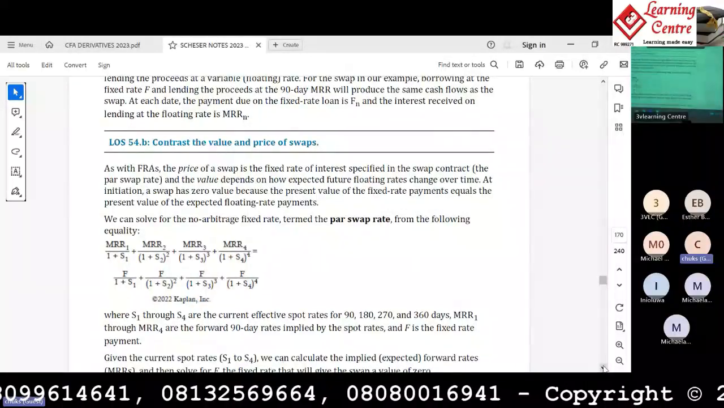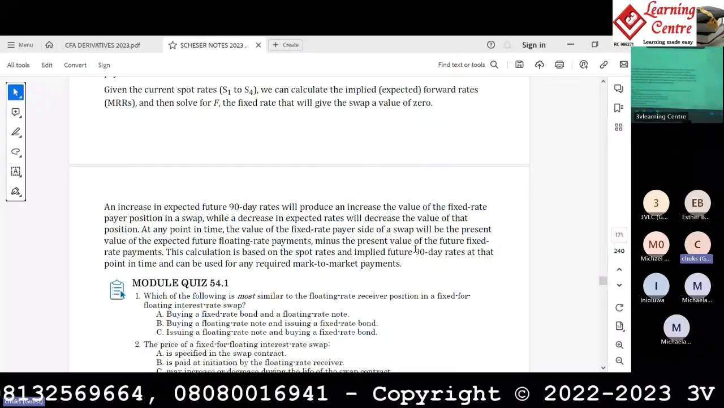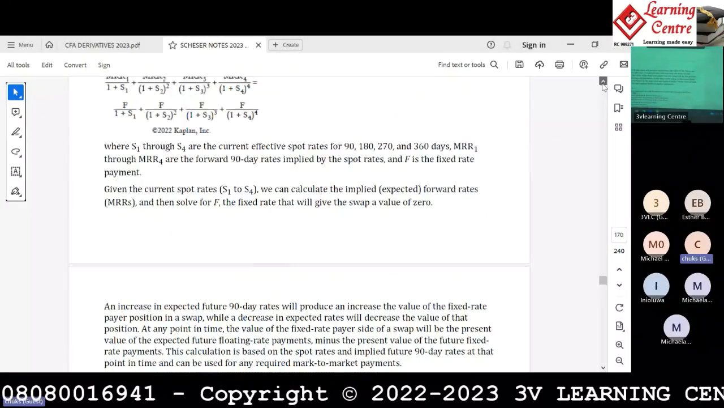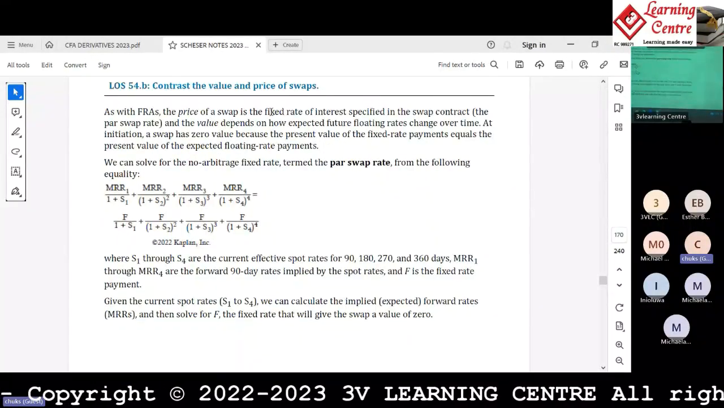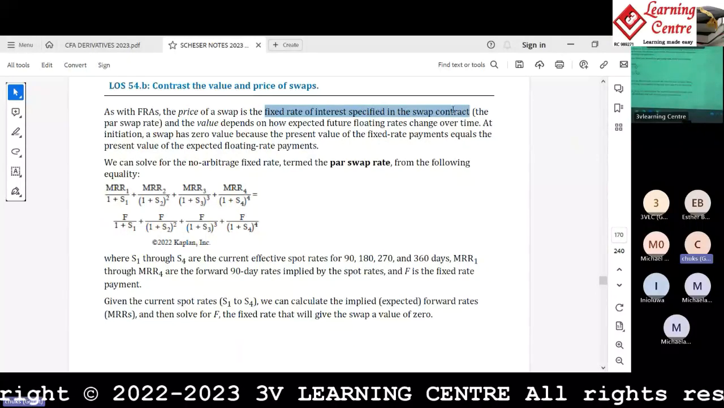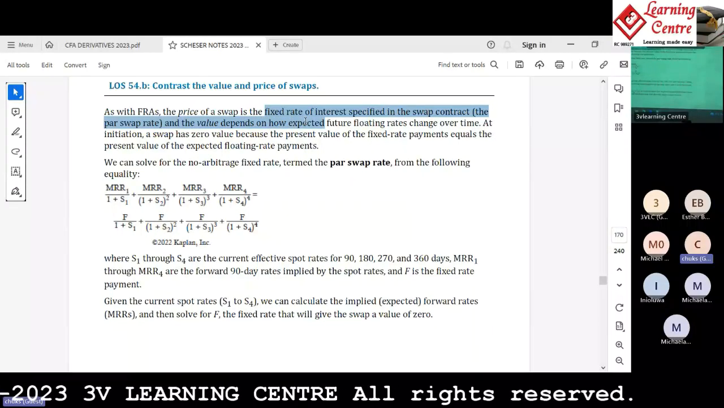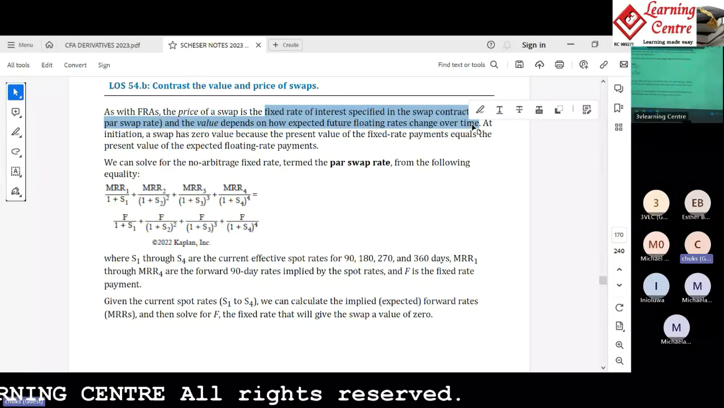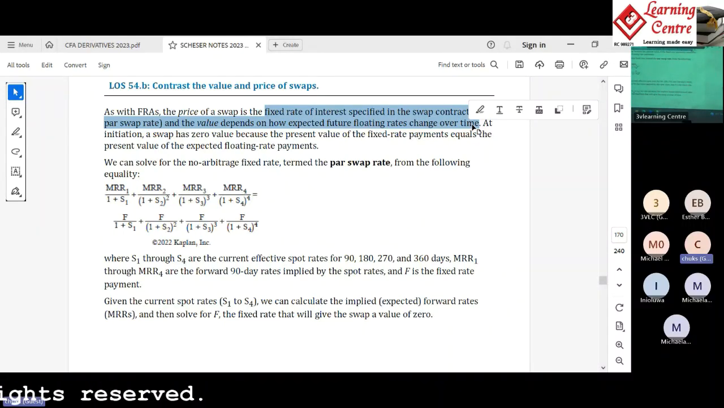Also, you have a formula for this swap as well, which I don't think you are even expected to calculate. You're not expected to calculate this. Okay. So with the FRAs, the price of a swap is the fixed rate of interest specified in the swap contract. The value depends on how expected future floating rates change over time, just like I've said. So as the floating rate, which is the market reference rate, is changing, the value of the swap will be changing.